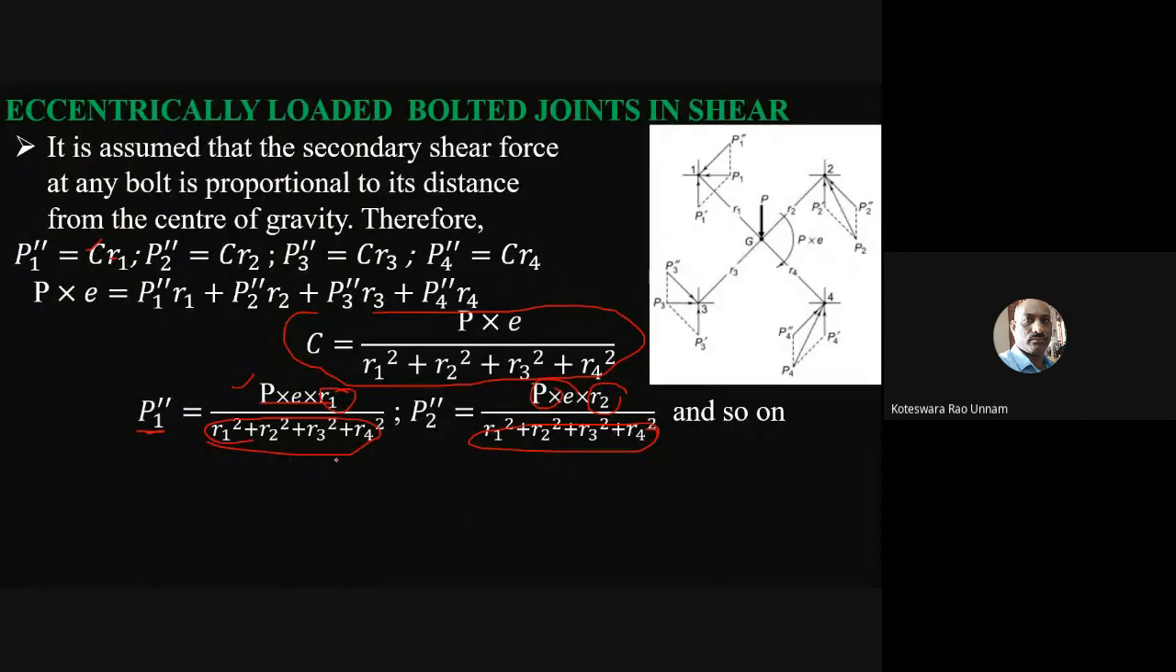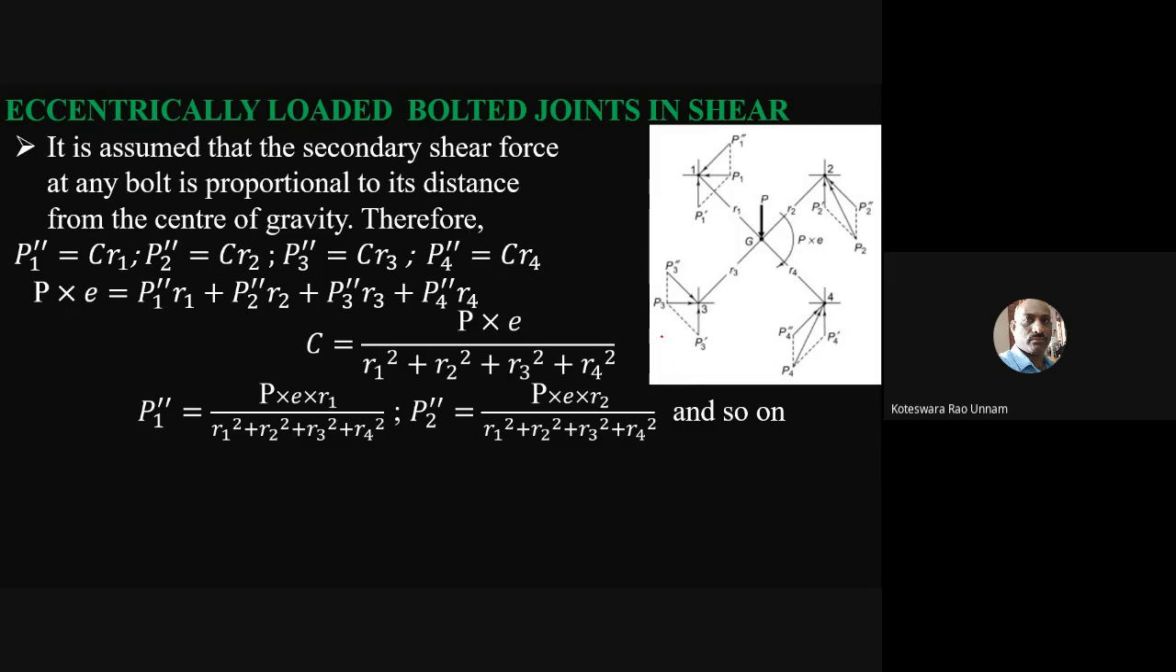So once I got this, I calculated the primary shear forces and the secondary shear forces. Then we need to find out the resultant shear forces in each bolt. The design procedure is that you have to find the resultant shear force in each bolt, which is nothing but the vector sum of the primary and secondary shear forces in all the bolts. But here, since we are designing the bolt system, we always design for the maximum stress.